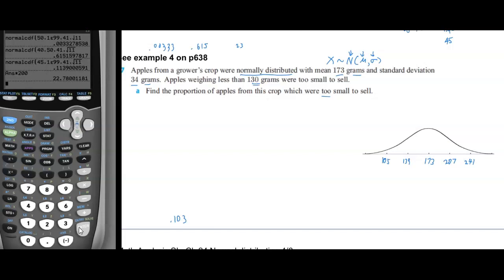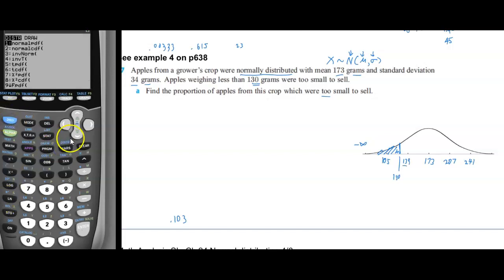And so let's see if that's good enough to mark our interval. The interval says weighs less than 130. So 130 would be probably around here, right? And less than 130 means it would go from negative infinity to 130, right? So that's what I'm going to put in the calculator, negative infinity to 130. So second distribution, normal CDF, and negative 1 EE99.